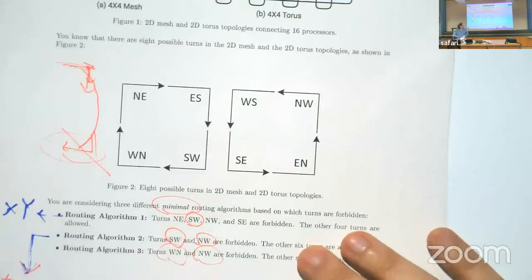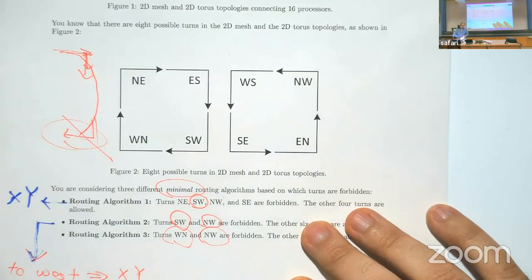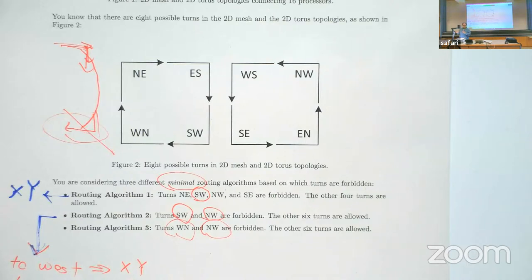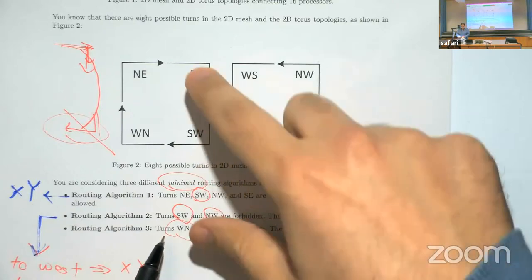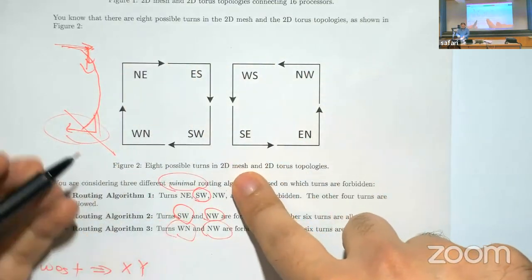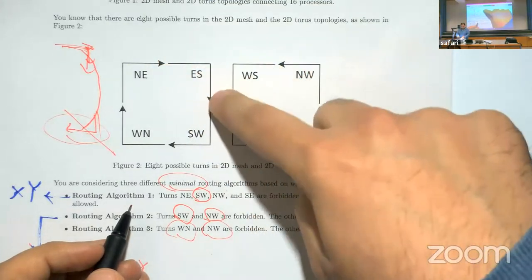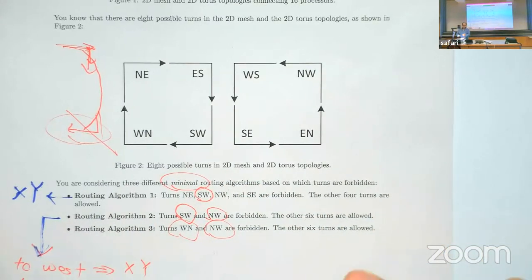for routing algorithm 3, the turns west-north and north-west are forbidden. So if you pay attention to the proof that I provided just before, I was thinking of the rightmost link, the rightmost edge, and for it to not happen. So here, in the clockwise direction, we can have the rightmost edge, right? Because both east-south and south-west are allowed. So we can have that.